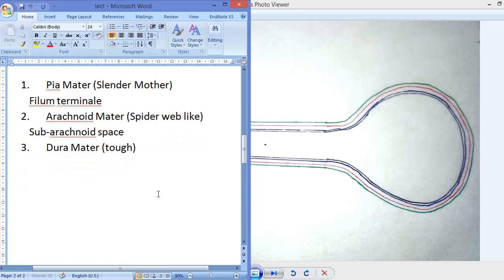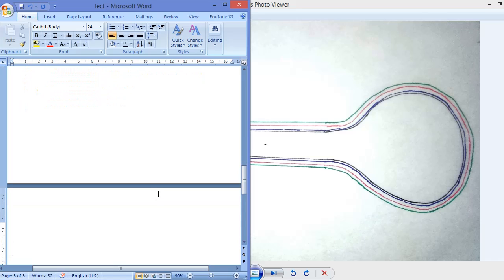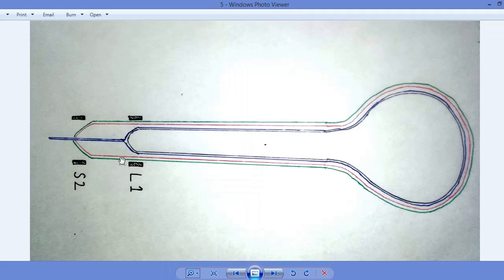What is this part called? It is called conus medullaris. Conus medullaris is the last part of the spinal cord, which exists at the L1 portion of the vertebral column inside the meninges. At this portion the spinal cord is converted into the cauda equina, which I have discussed in the previous lecture.